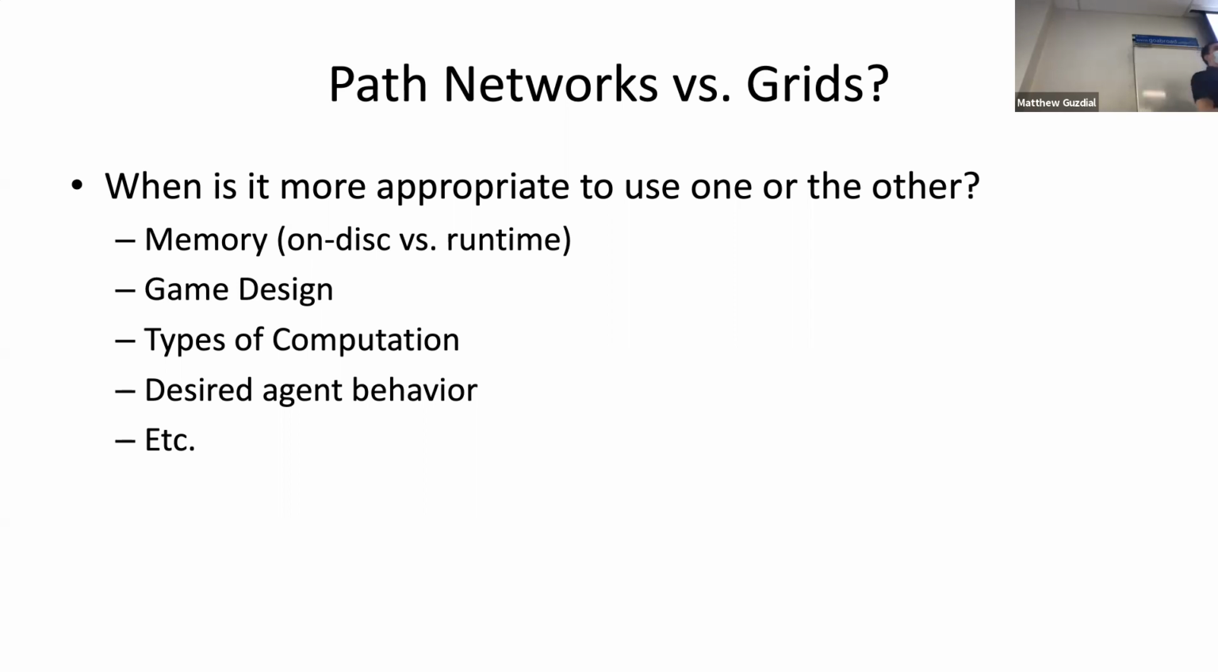And then desired agent behavior, right? What do we want the agent to look like? So all of these are the sorts of questions that you might use when you're trying to decide between these two. But again, these days, really you're deciding between nav meshes and grids and some other specialized representations that we're just not going to get into.